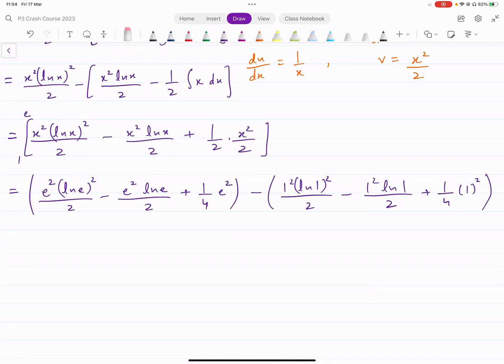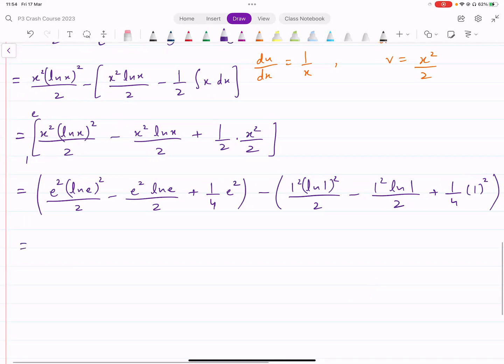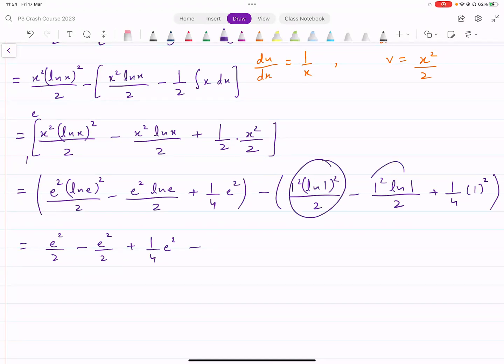Now just simplify this and you get the result. This gives us, remember ln e is 1, ln e here is also 1. So we have e square over 2 minus e square over 2 plus 1 over 4 e square. This becomes 0, this becomes 0. We are only left with this last term, which is 1 over 4. So we have minus 1 over 4 there. e square over 2 and e square over 2 get cancelled. What are we left with? We're left with 1 over 4 into e square minus 1 over 4. All right, this is what we get from this.